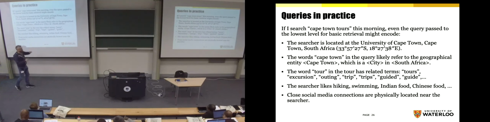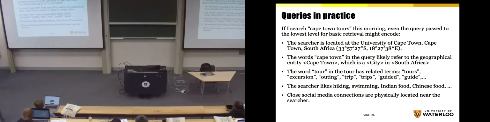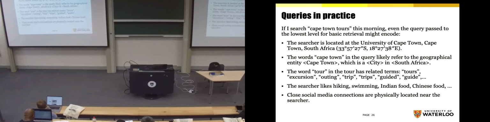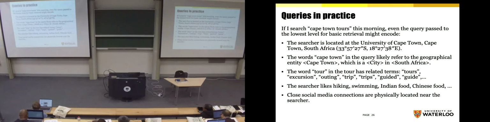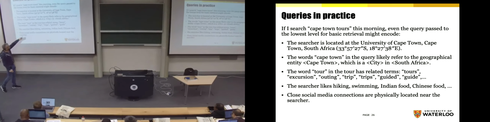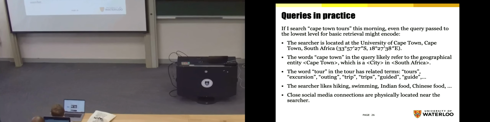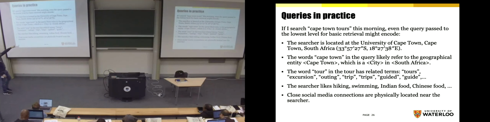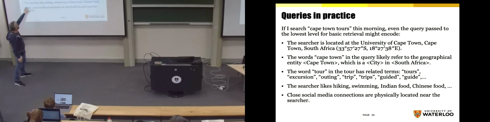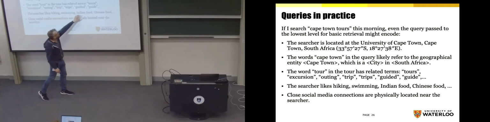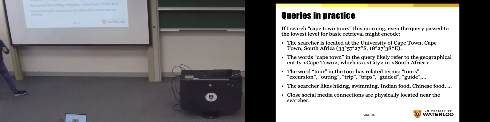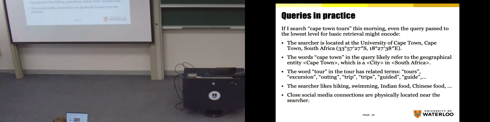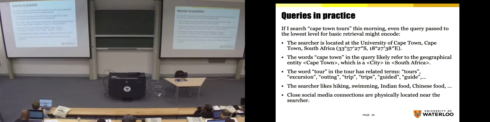And that geographic entity is a city, and that city is in South Africa, a country, and here's information about the country. Okay? And then the word tour, rather than being reduced with a stemmer, a commercial system will say, oh, okay, the related terms are trips, guides, stuff like that. So that's going to go into the query as an expansion, and it's going to say, when they mean tours, they mean all these other possible things, and probably even other things.